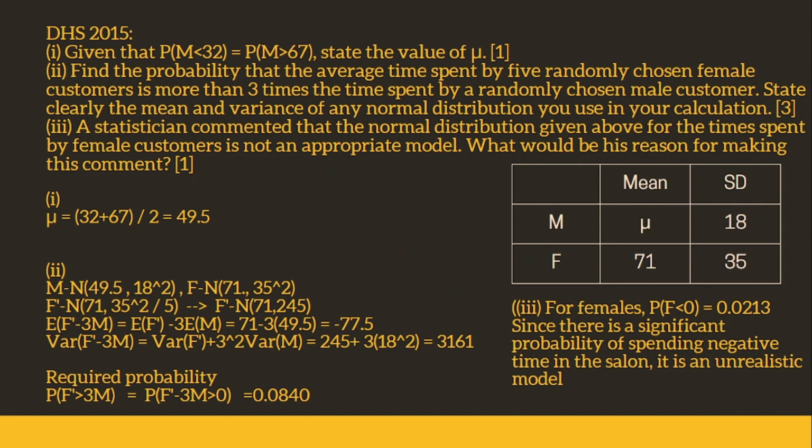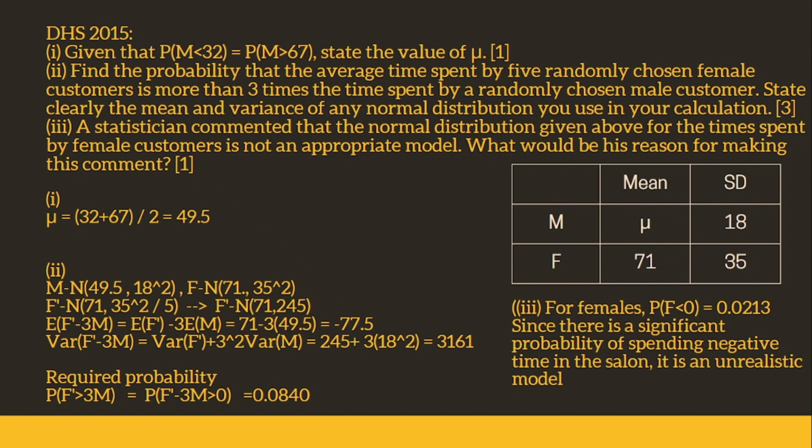So what is going to happen is that we're going to find the probability that the average time spent by 5 females is more than 3 times that spent by a randomly chosen male customer. So basically I created F prime, which is just 71 still, but then our variance we divide by 5 because we have the average. So that's how we take it divided by 5. So our new variable for F is still going to be 71 because the average of 5 is the same as the average of 1, so it's still 71. Then we have 35 squared divided by 5.